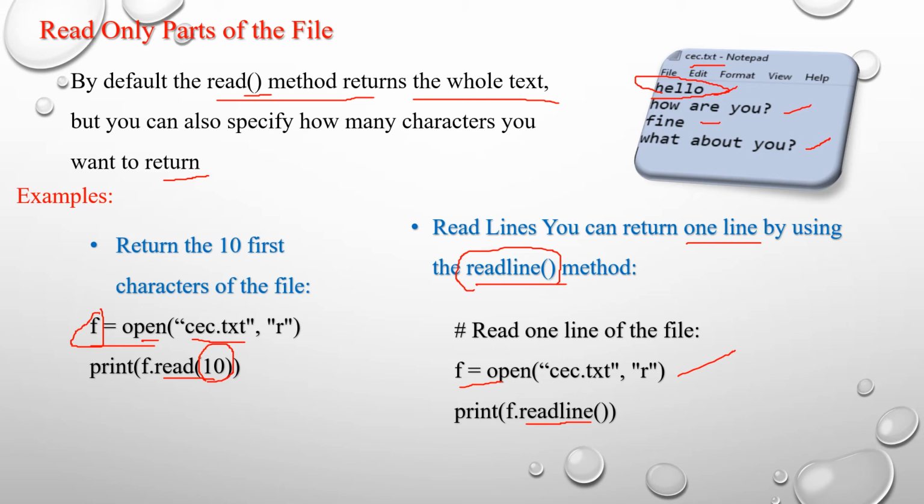So if you want to print the second line, again we have to print f.readline. If you assign again, it will print the second line. So let's try these use cases in the interpreter.